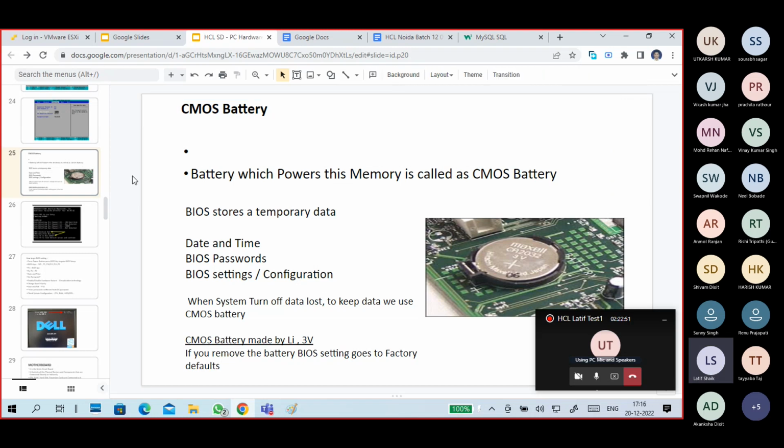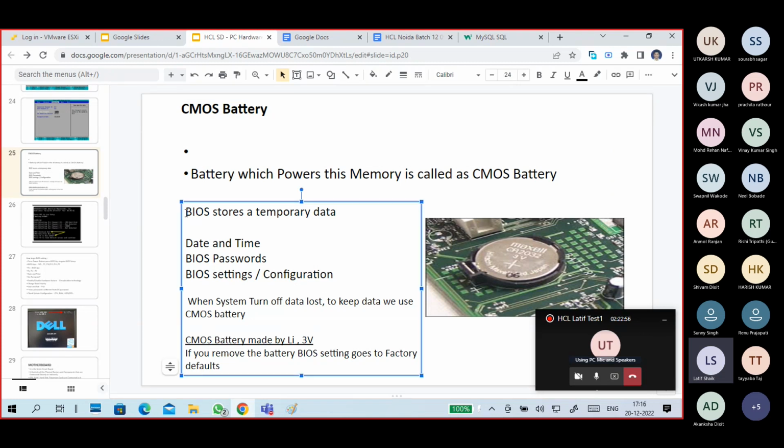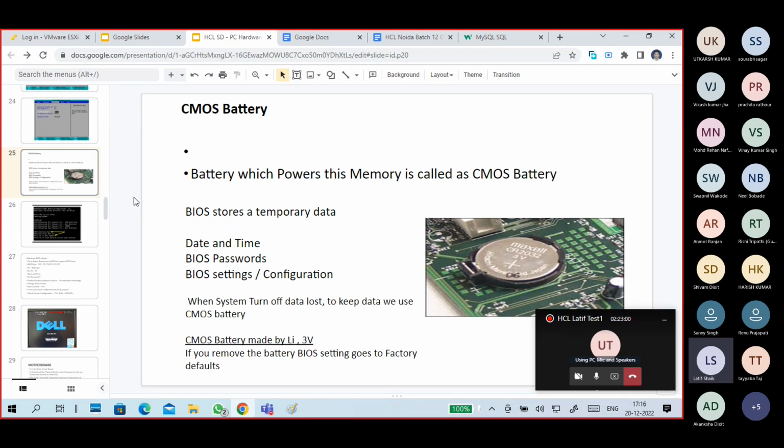Thank you. I didn't read that one myself, so I copied those points and added them to our material. Okay. Very good. So the battery is used to give power supply, and it is a lithium battery. We call this battery the CMOS battery. Sir, basically this battery is giving supply to the BIOS, right? Yes. Okay.